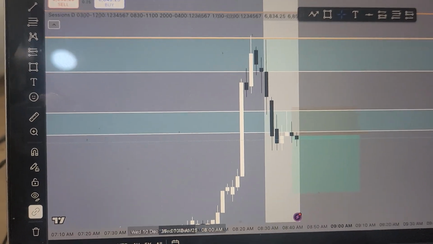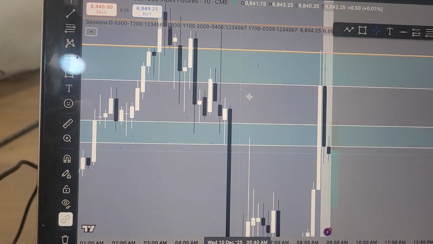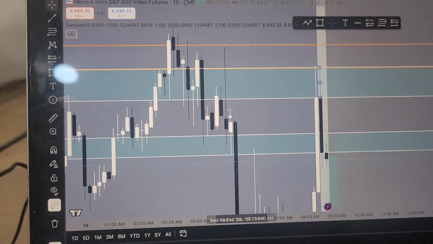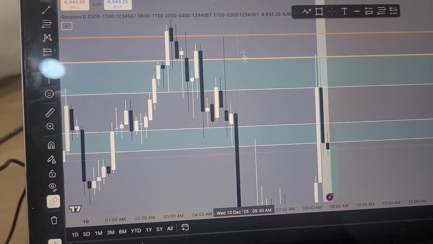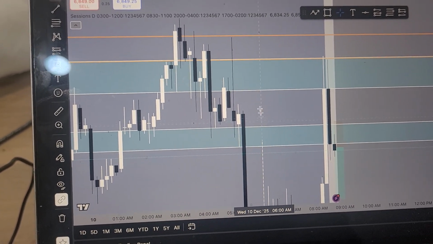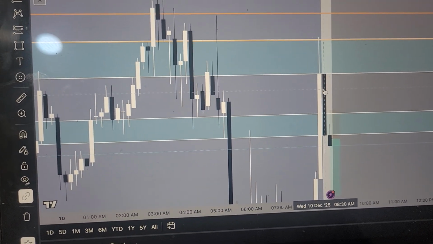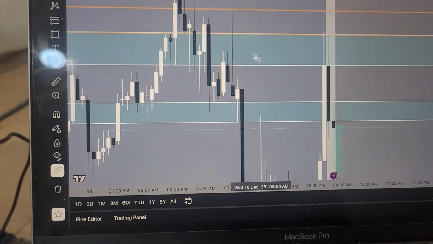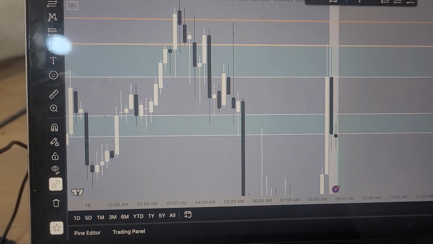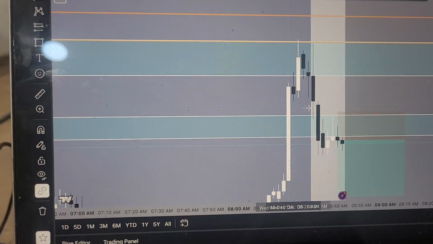Okay, so price on the 10-minute, I'll go to price on the 10-minute, tapped into this liquidity area right here. And I was just looking at that. I was paying attention to how price was looking. And then I was like, okay, price just tapped into this, and now price is creating a bearish structure.